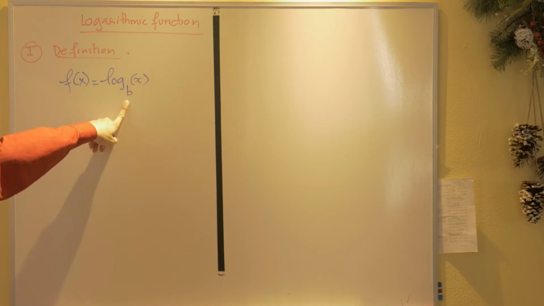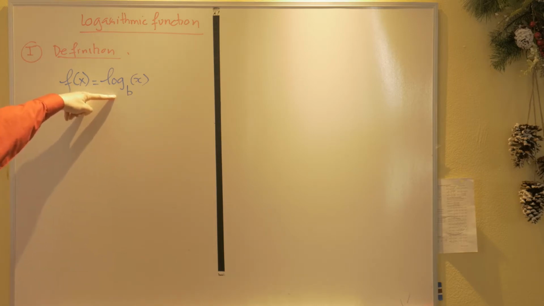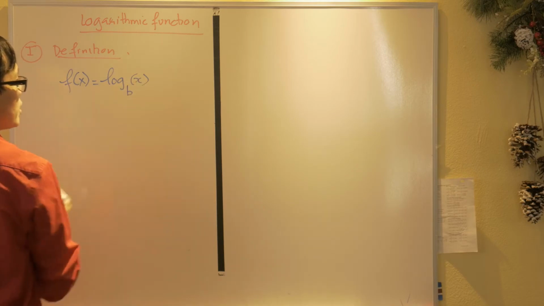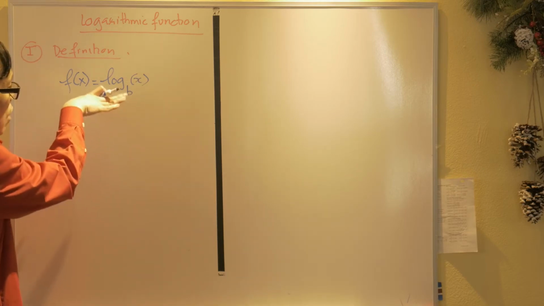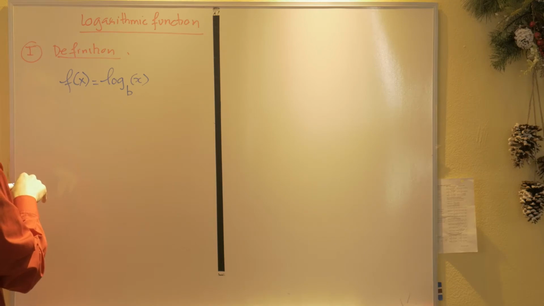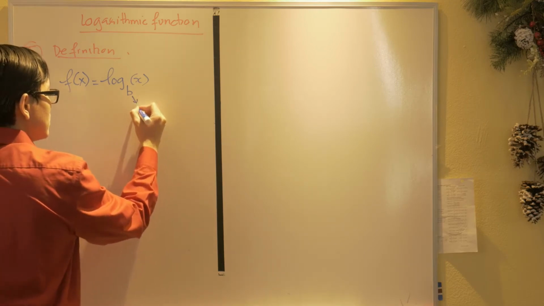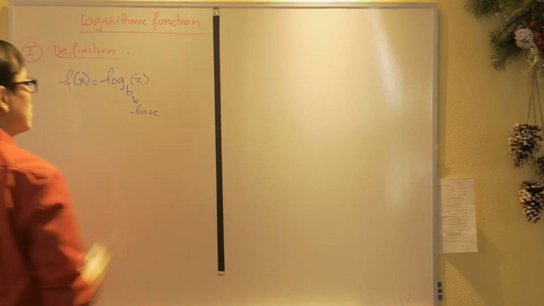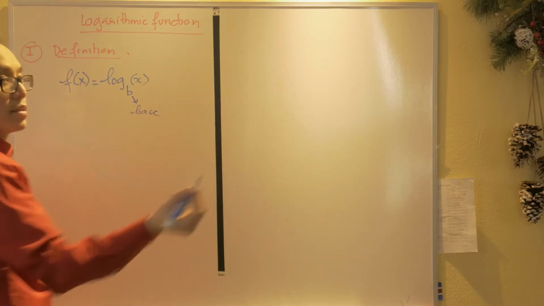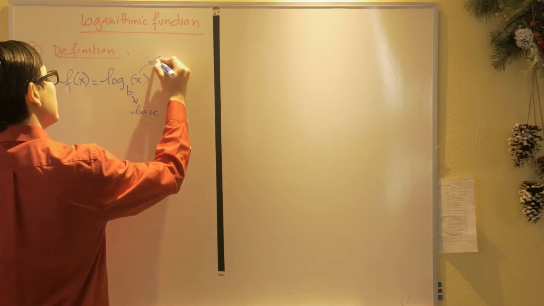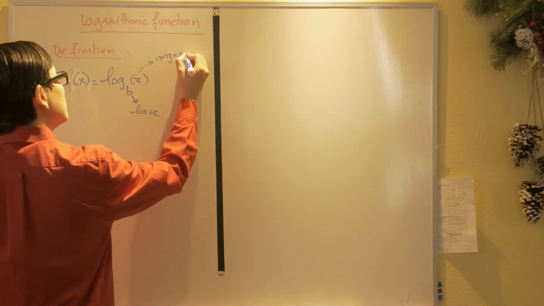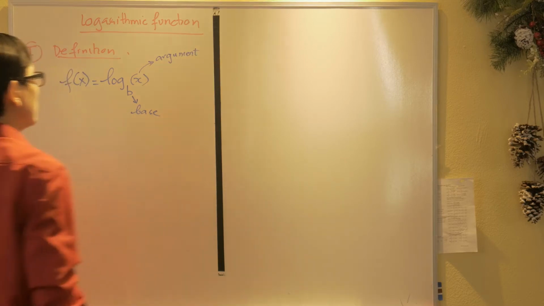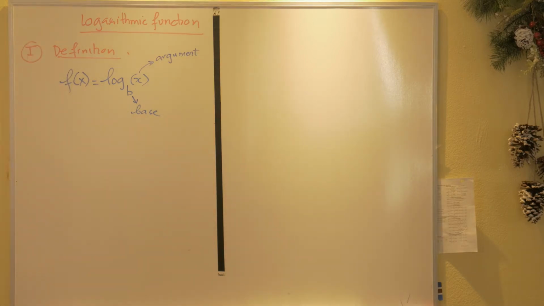So this is the standard form of the logarithm function. You see that I write b as a subscript. I don't write it on the same level as the log function. I lower the letter b a little bit. This is the base. The x inside the parenthesis is the argument.